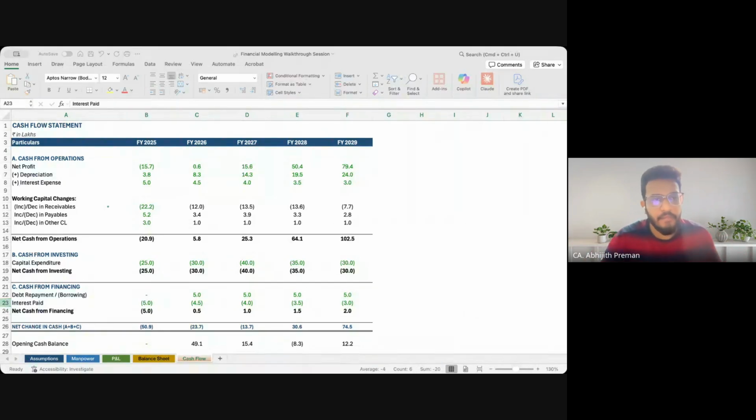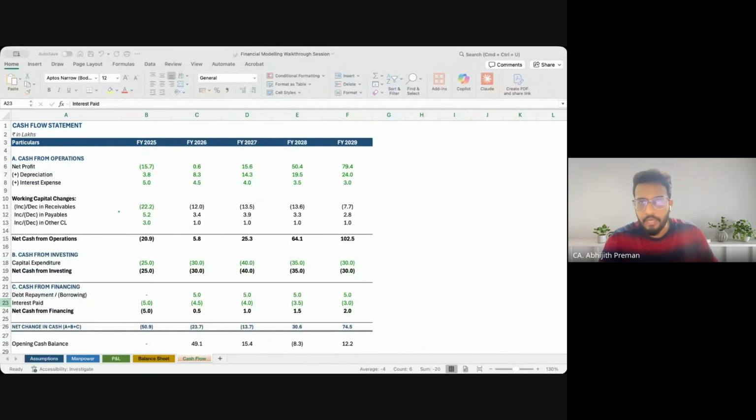Then we have increase or decrease in receivables, which means that if the receivables increase, we don't have that much cash in our hand. So what are we assuming? We are assuming we have made a loss of minus 15.7 lakh. And if profit and loss equals cash flow, that means our cash should be minus 15.7.